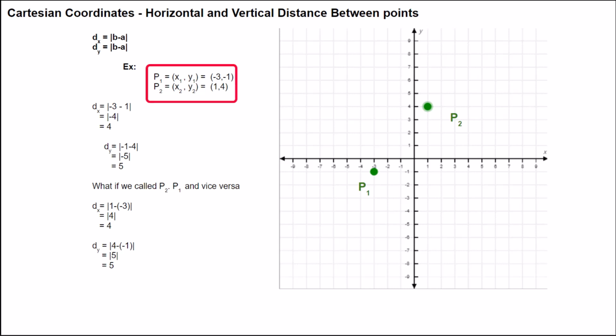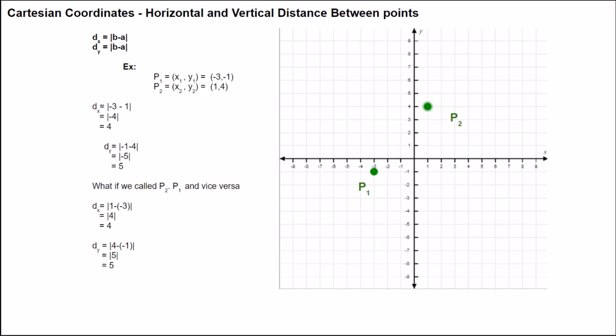Let's say we have 2 points. Point 1 is -3, -1, that is -3 on the x-axis and -1 on the y-axis. And point 2 is 1, 4, that's +1 on the x-axis and +4 on the y-axis.